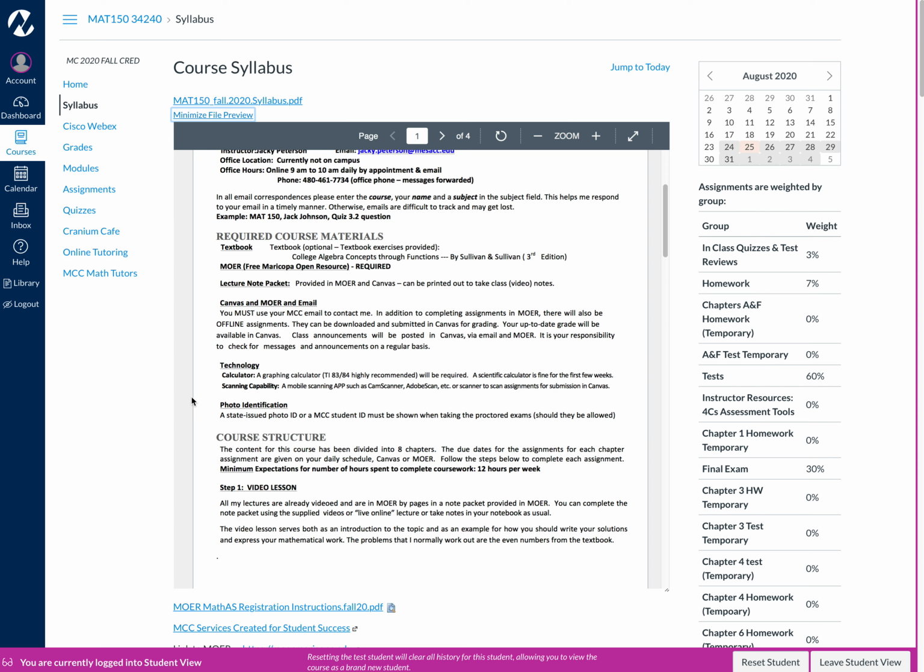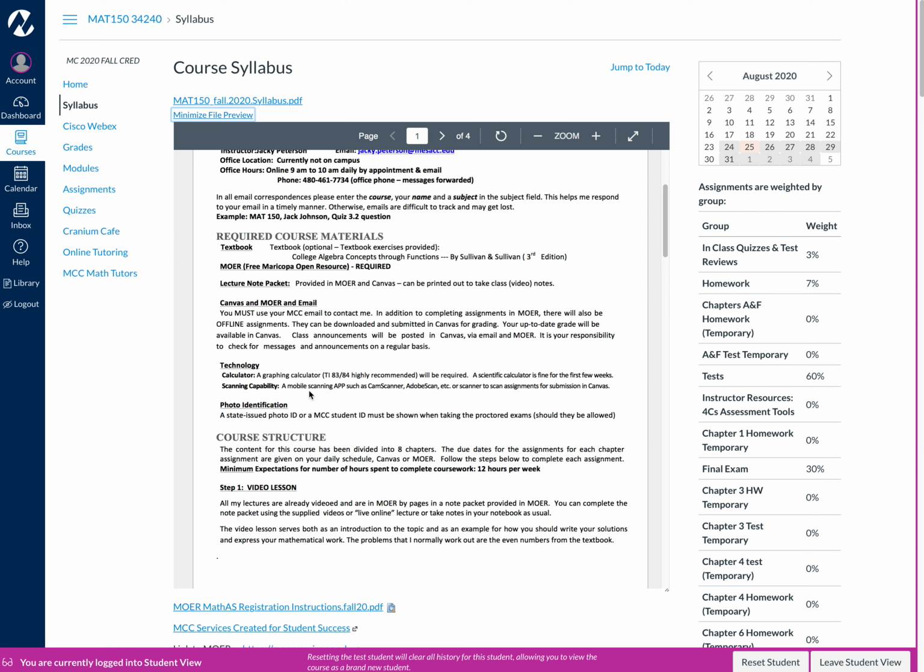Scanning capability. If you've got a scanner, I have a scanner, so I can just scan stuff in and send it to you. That's how I get all my stuff put up on Canvas. I scan it in with my scanner. However, there are mobile apps out there that work quite well. If you can take a picture, you can do a scan. You just need the proper app.